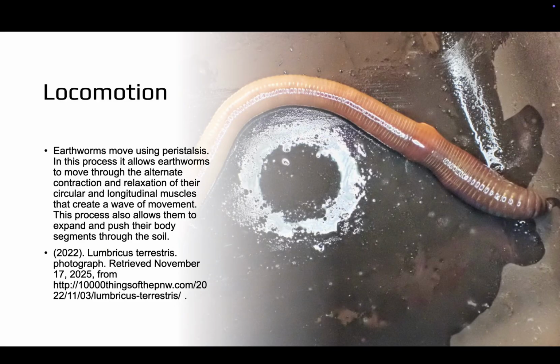Locomotion. Earthworms move using peristalsis. In this process, the alternating contraction and relaxation of their circular and longitudinal muscles creates a wave of movement. This process also allows them to expand and push their body segments through the soil.